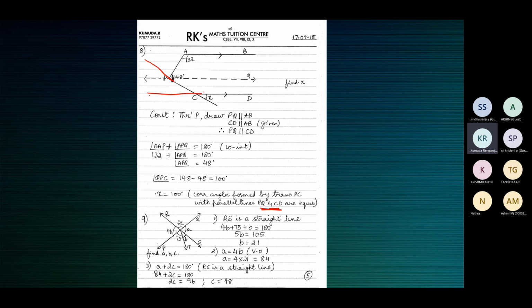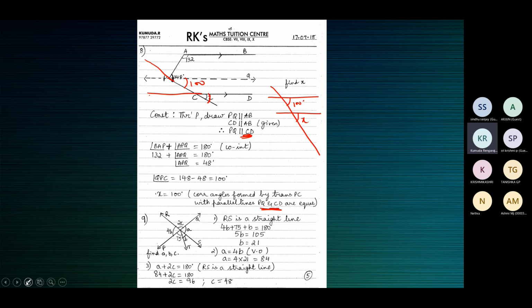Okay, so PQ is parallel to CD. And this angle QPC, which you just found to be 100 degrees, and this angle are corresponding angles. You can see here, the figure is like this: parallel lines, this is the transversal. This angle is 100 degrees and this angle is X.